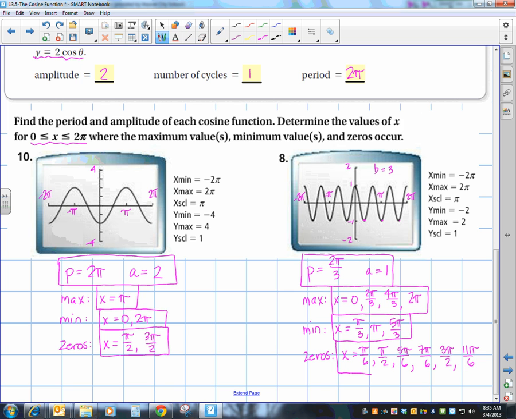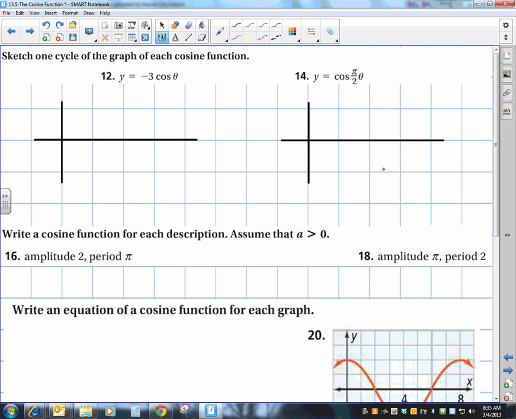And of course, you could be adding pi over 6 to each one, however you want to think about it. It's a little bit harder to tell from your graph, but it's important to be able to understand the calculator screens that we'll be using a lot. Okay, so the next type of problem we have is to sketch one cycle of each cosine function.